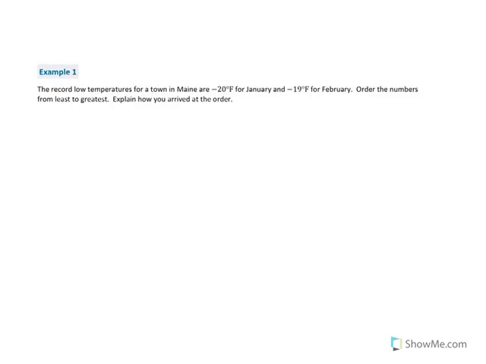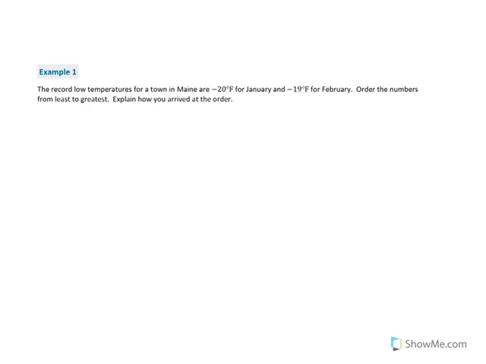Okay, so Example 1 asks us to look at temperatures. Right away when we think of temperatures, my mind goes to a vertical number line. So let's read it. The record low temperatures for a town in Maine are negative 20 degrees Fahrenheit for January and negative 19 degrees Fahrenheit for February. Order the numbers from least to greatest, and then explain how you arrived at that order.